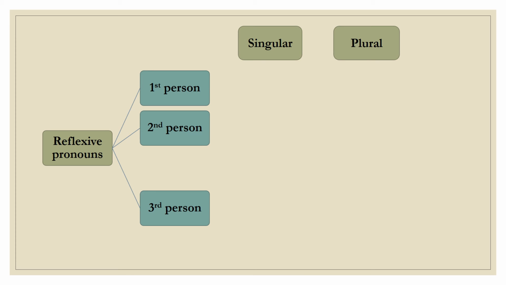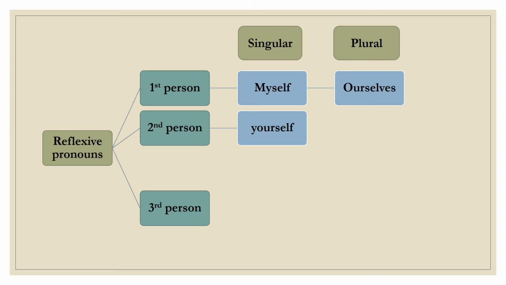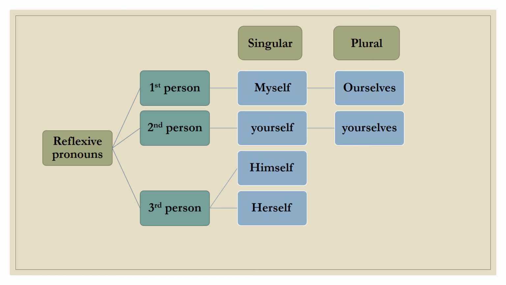Let's see the summarization of reflexive pronouns. The first person singular, myself, is used as a reflexive pronoun. First person plural, ourselves. The second person singular, yourself, is used as a singular reflexive pronoun. And the second person plural, yourselves. In third person, there are three singular reflexive pronouns: himself, herself and itself. And the plural reflexive pronoun in third person is themselves.